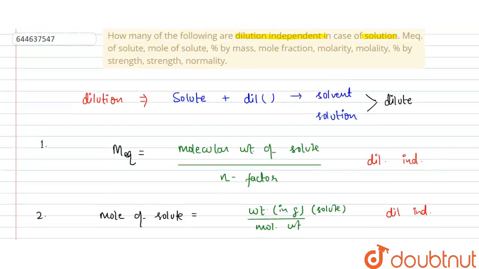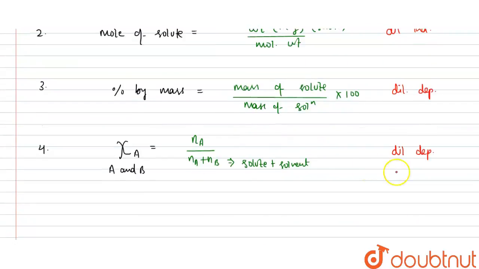Now the fifth quantity is molarity, capital M. The formula is number of moles of solute divided by volume of solution in liter. So this has a solution, and this is also dilution dependent.